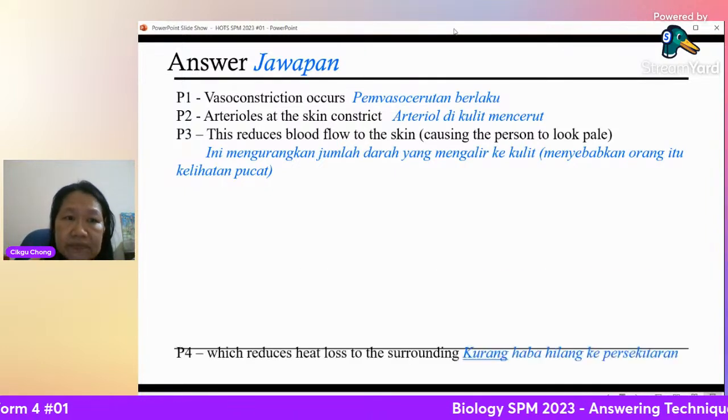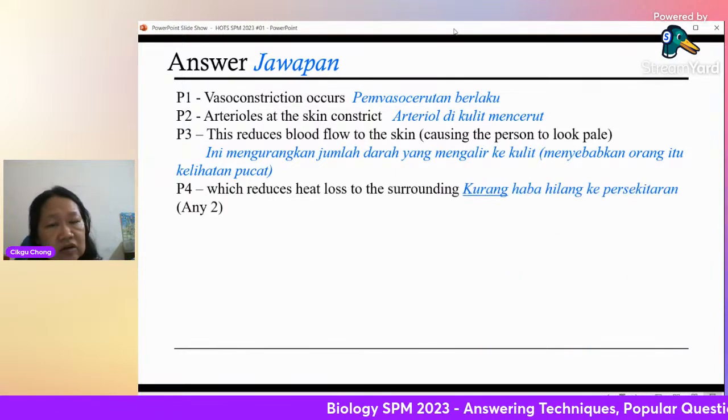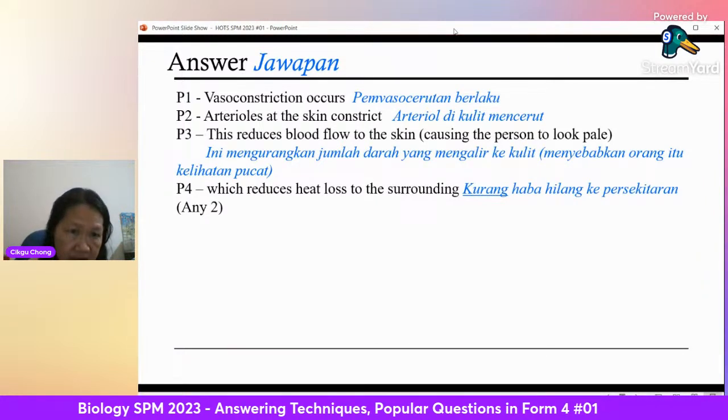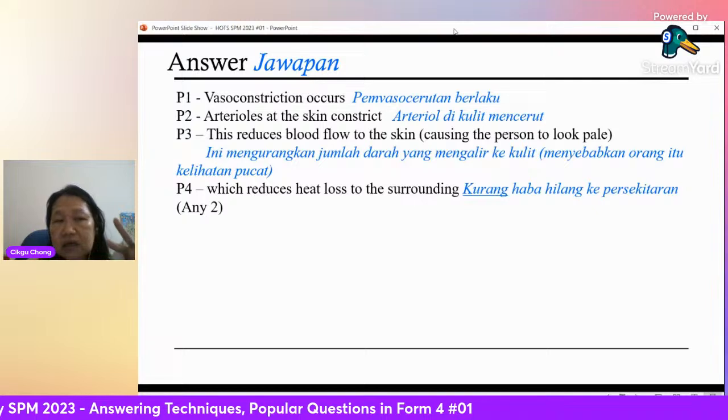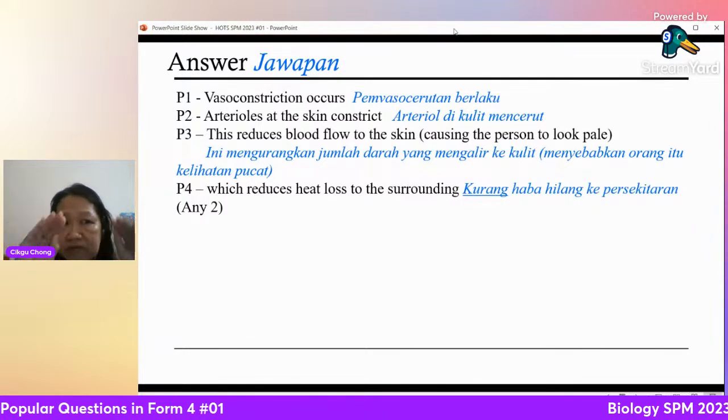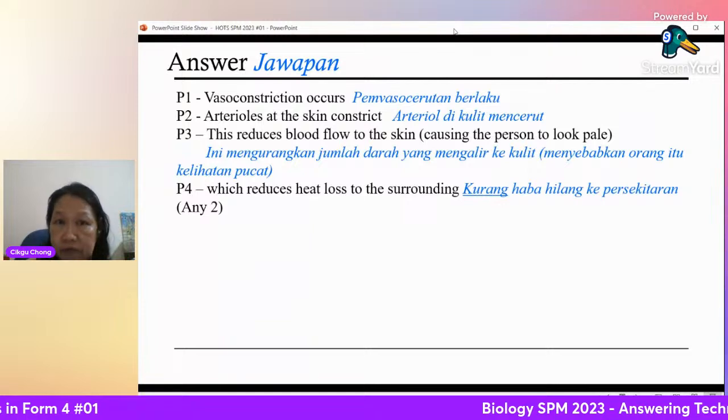No pink color. Which reduces heat loss to the surrounding. So kurang haba akan hilang ke persekitaran. Okay, so from here, they want 2 marks. So don't just write 1. Don't forget, you write everything here, you only get 2 marks, even though you get 4 points.